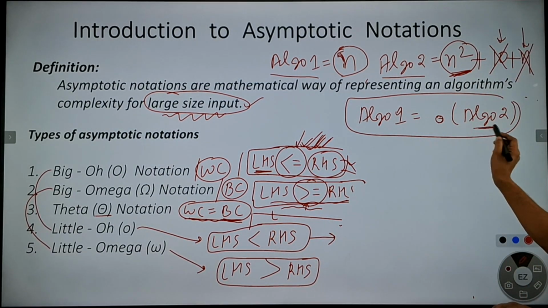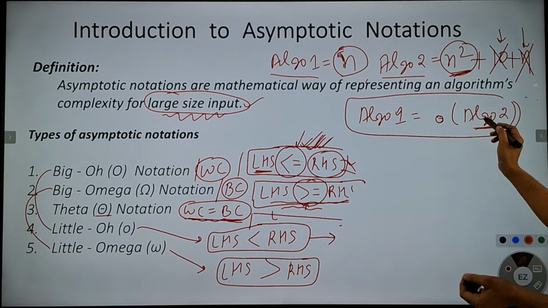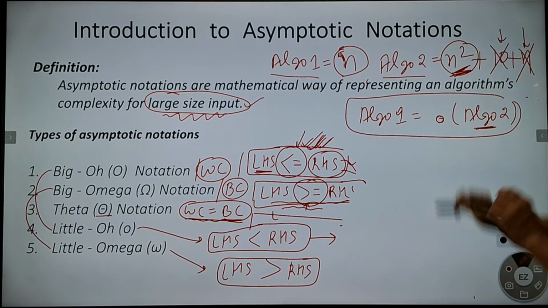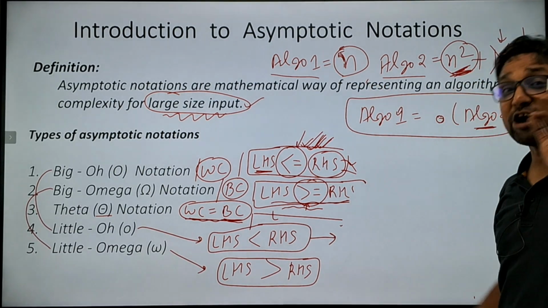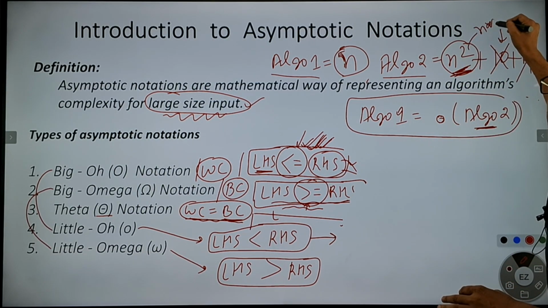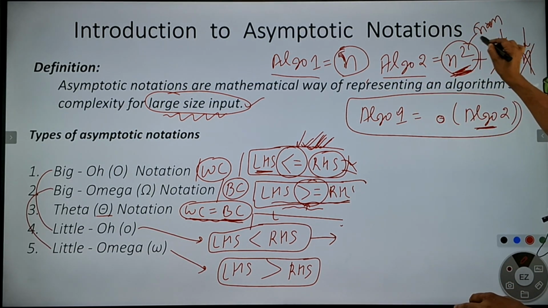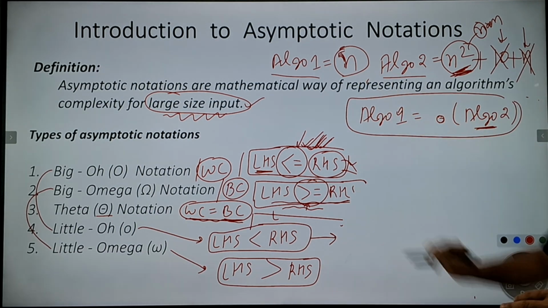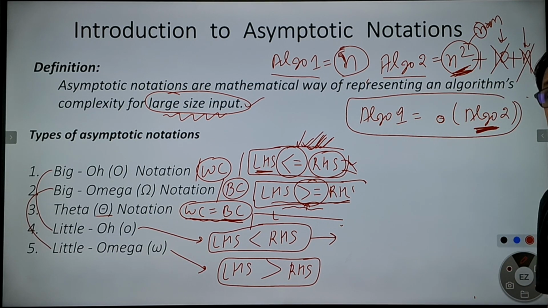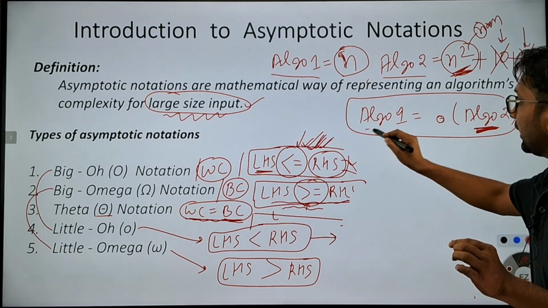Right hand side, or vice versa, you can say right hand side is strictly greater than left hand side. Yes, n square is greater than n functionally. Functionally means this is actually n into n and this is n only. So this is n times greater than this n. So yeah, algorithm 2 is functionally greater than algorithm 1.